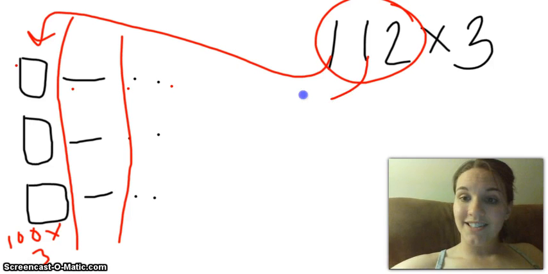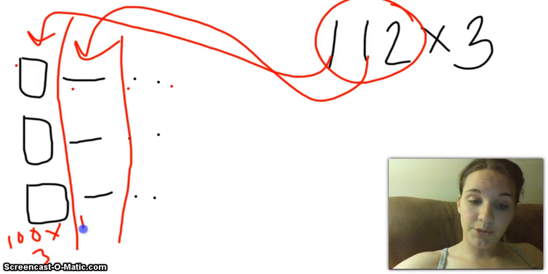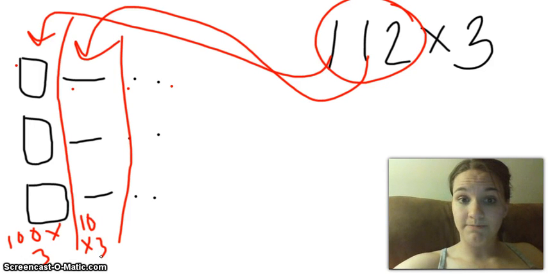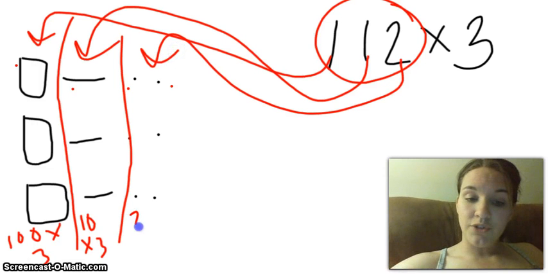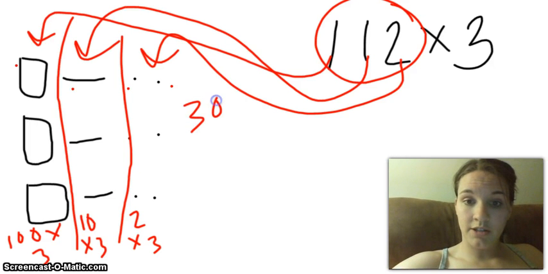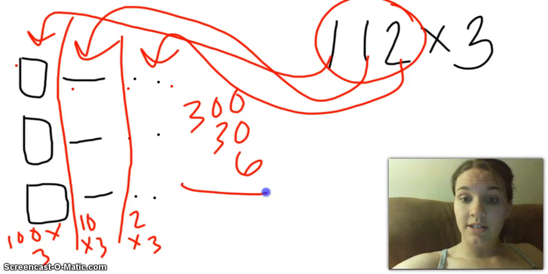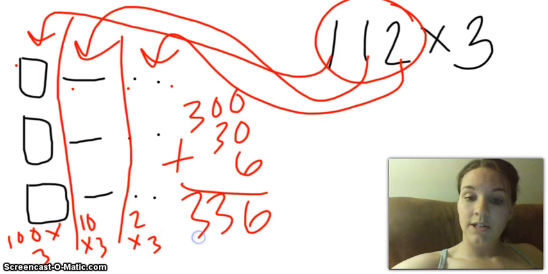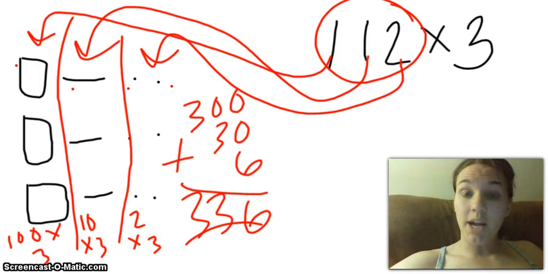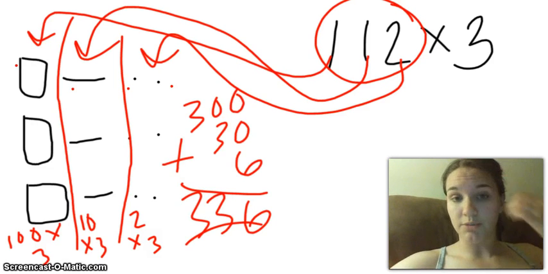Then I'm going to look at my tens. There is 10, and that multiplication sentence is going to be 10 times 3, because I have 3 rows of 10. Finally, I'm going to look at the ones. There are 2 ones, and I have 2, 3 times. I could do all of these partial products in my head. 100 times 3 is 300, 10 times 3 is 30, and 2 times 3 is 6. Then I have to add my 3 partial products together to come up with our final product of 112 times 3.